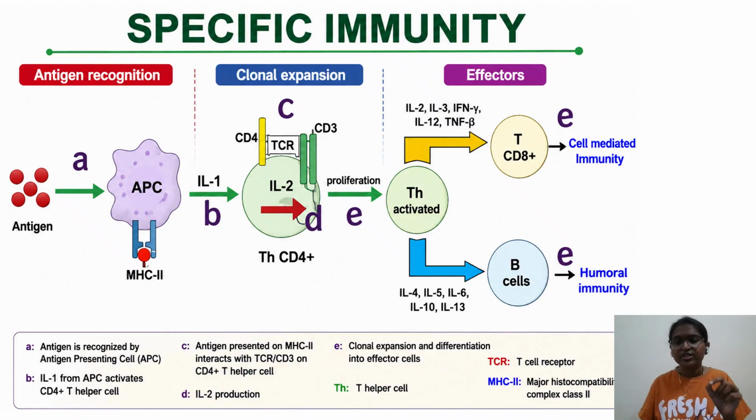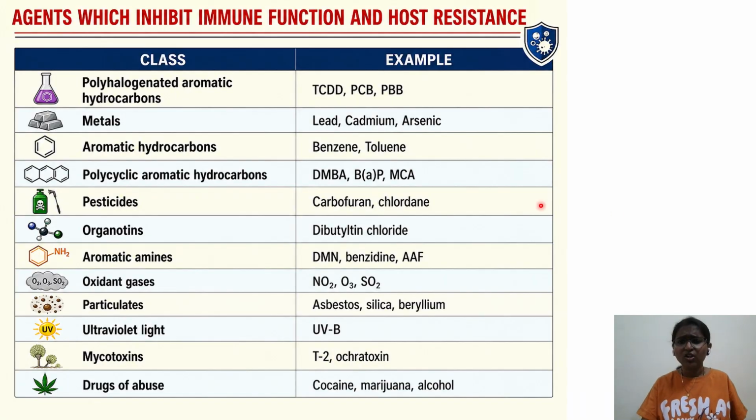I would request you to pause and look into this specific immunity, because since we are reading about immunotoxicity, you have to read about what is innate immunity and what is adaptive immunity. This is a specific immunity where clonal expansion is there. You have cell-mediated immunity as well as humoral immunity, where interleukins and IFN alpha are involved. Also, pause the video and read about these examples.